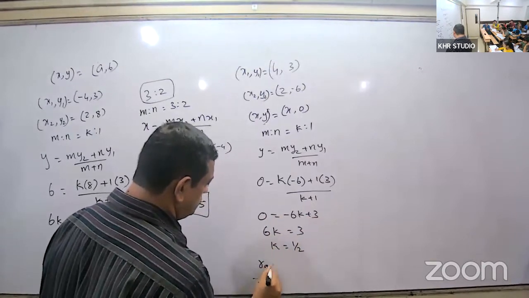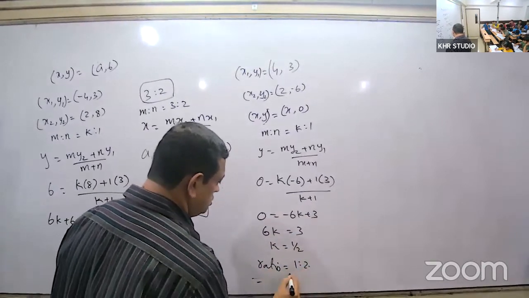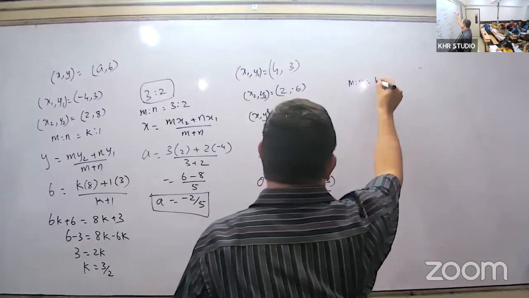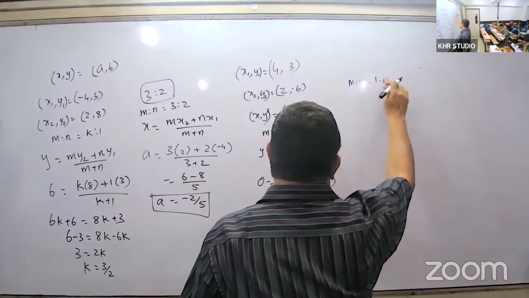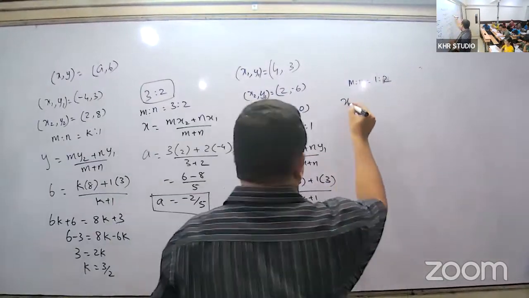Therefore, ratio is equal to 1:2. So first value, that is m:n, 1:2. Then we have x, y.